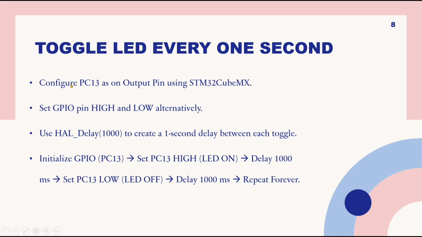Then before working with sensors, we learned GPIO programming by blinking the LED every 1 second. We connected the LED to PC13. We configured PC13 as an output pin using STM32CubeMX and alternately set the pin high and low with a delay of 1 second using the HAL delay function.